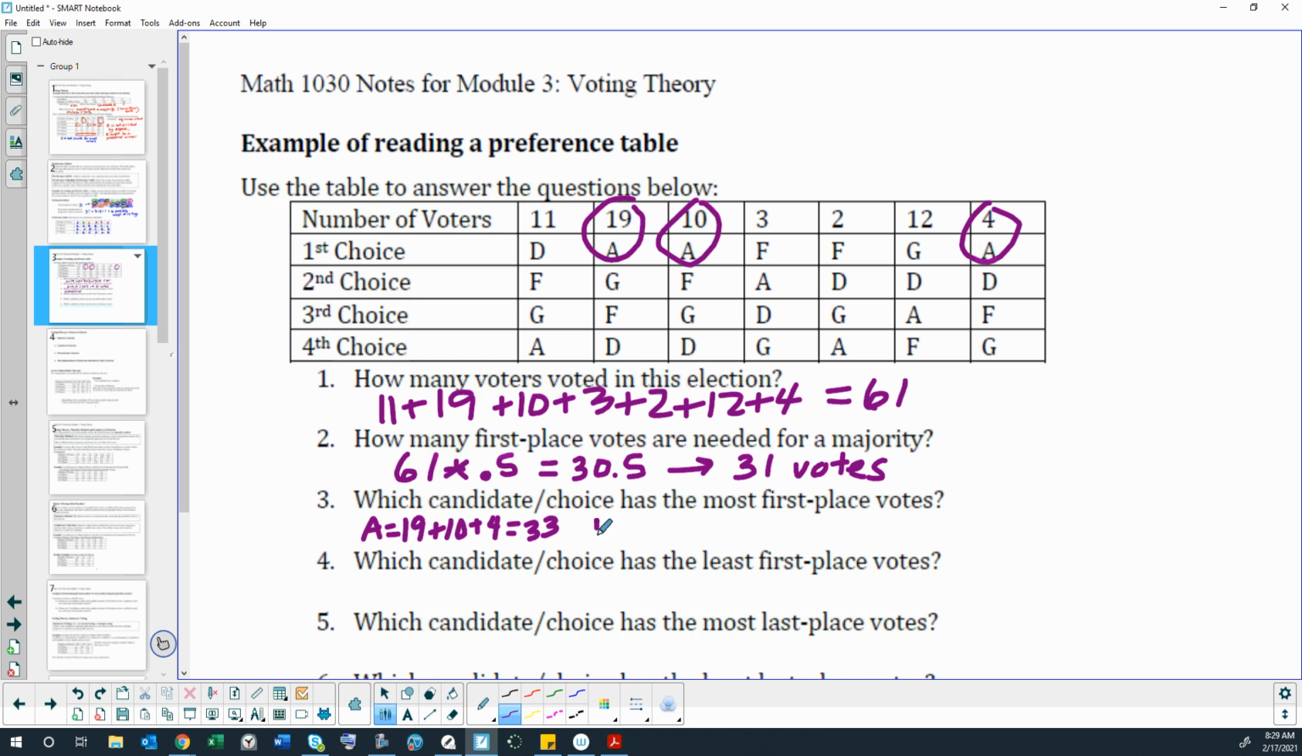And then D has 11. F has 5. And G has 12. So A has the most. Right? Now, not only does A have the most, but does A have enough votes for a majority vote? Yes. Yeah. Awesome.